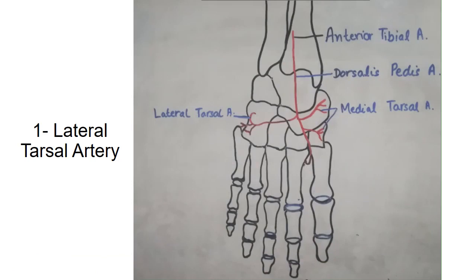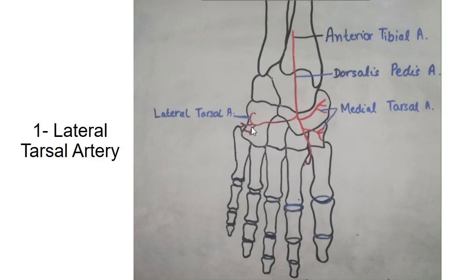Now the first branch of the dorsalis pedis artery is the lateral tarsal artery. This artery arises from the dorsalis pedis artery as it crosses the navicular bone at this point. From its origin, the artery travels laterally like this and passes deep to the extensor digitorum brevis muscle. The lateral tarsal artery supplies the extensor digitorum brevis muscle. In addition to this, it also supplies adjacent tarsal bones and tarsal joints. As you can see here, these are the branches given to the tarsal bones and tarsal joints.